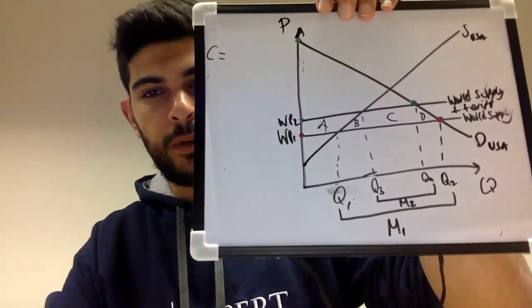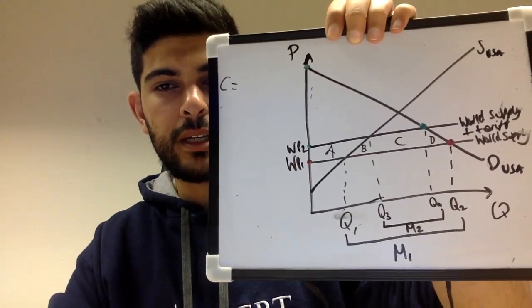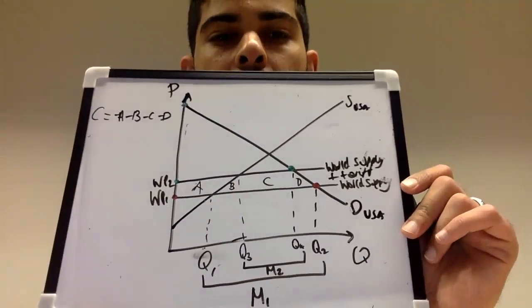What happened to consumer surplus? Consumer surplus, for those of you that are observant, has fallen by A, B, C, D. The consumer gets absolutely destroyed by a tariff. So we're going to write consumer equals minus A, minus B, minus C, minus D. Disaster for the consumer. So the second thing that we're going to now go through is producer surplus.